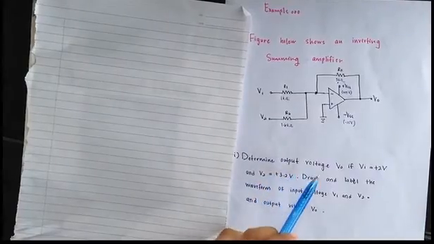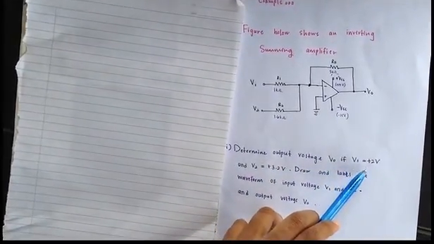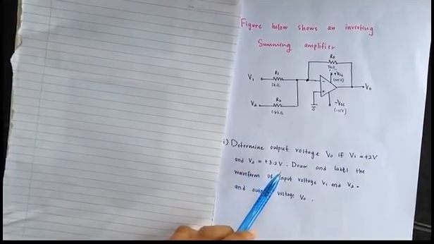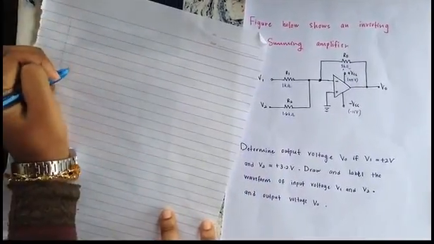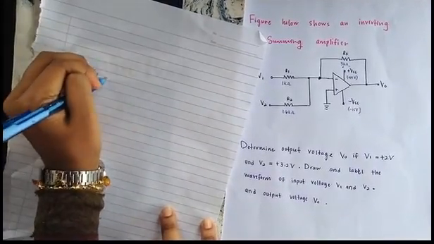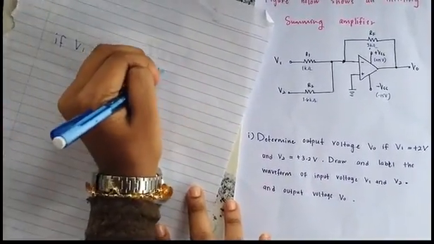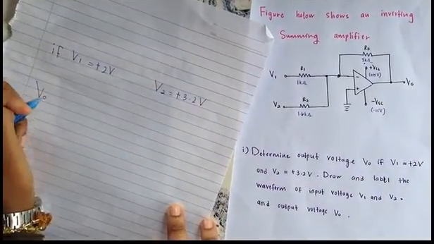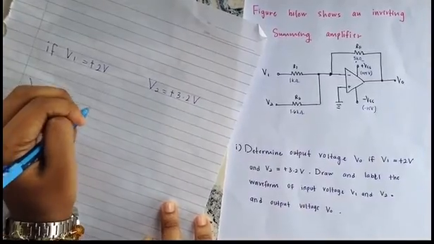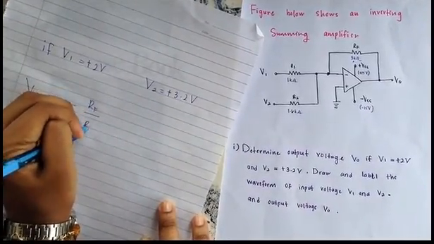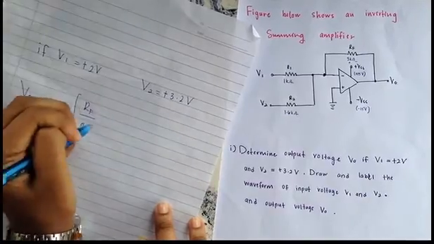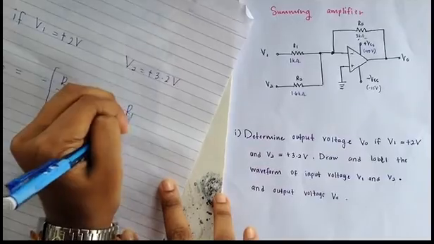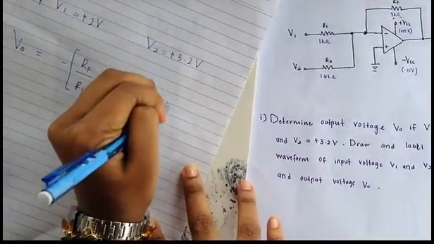First, determine the output voltage V0 if V1 equals positive 2 volt and V2 equals positive 3.2 volt. From the derivation formula, V0 equals negative RF over R1 times V1 plus RF over R2 times V2.